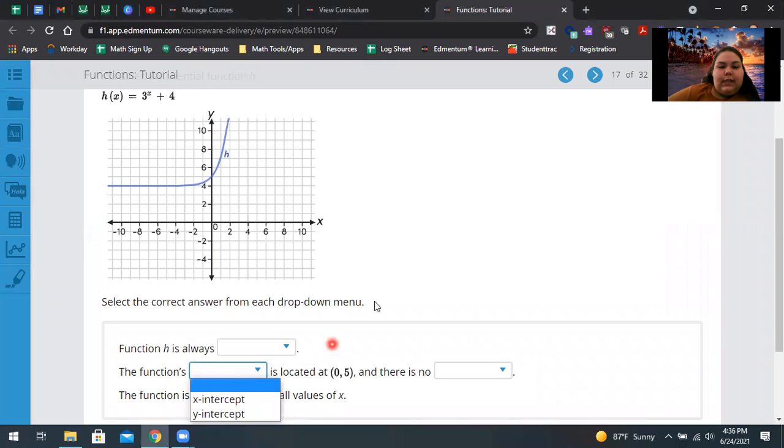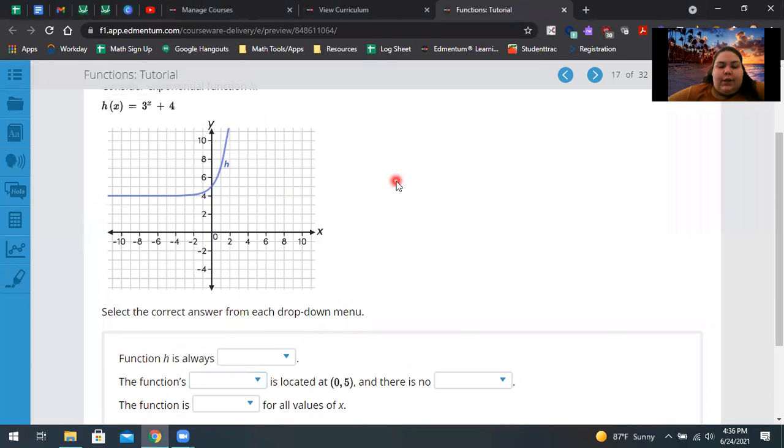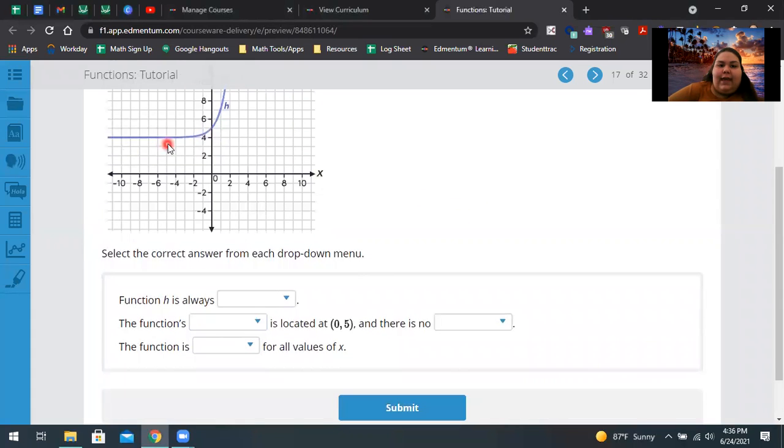The function's x-intercept or y-intercept is located at 0, 5, and there's no blank. Well, 0, 5, if you were to plot that point, what is that considered? An x-intercept or y-intercept? Keep in mind, what axis is it touching at? That's going to be your intercept. And then it looks like it doesn't touch where? The function is blank for all x values.